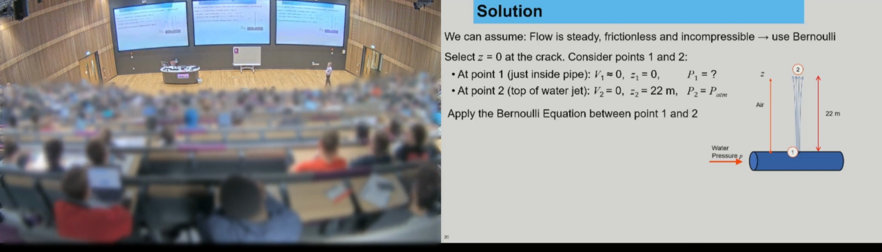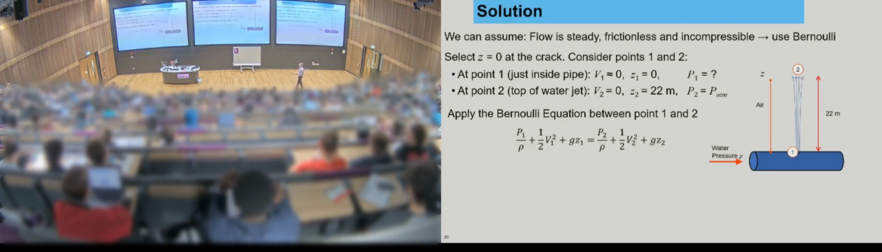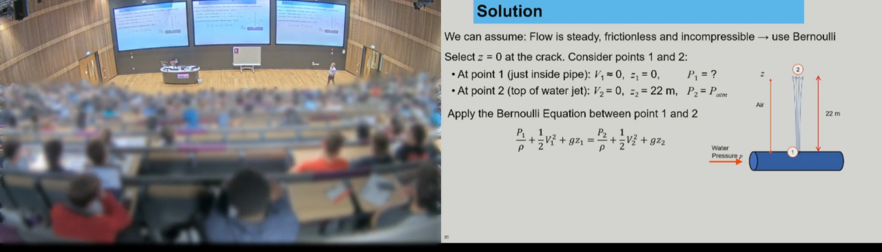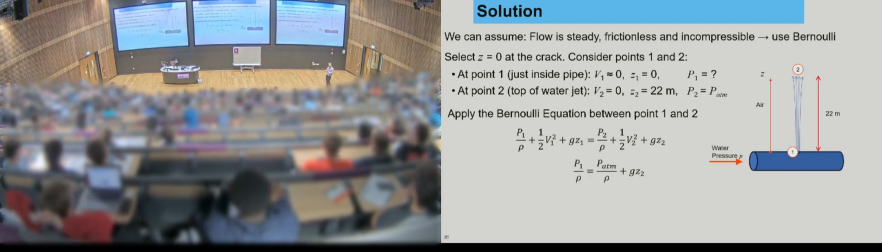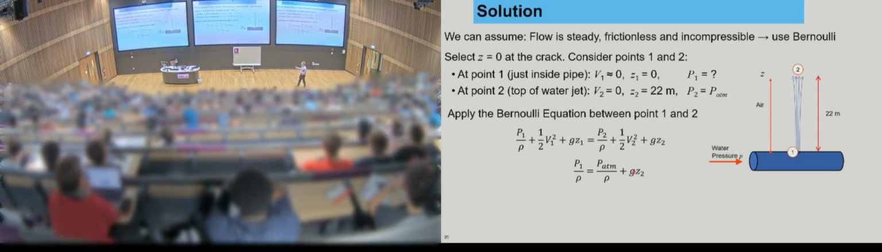So now we're going to apply the Bernoulli equation between points 1 and 2. So I write out my Bernoulli equation: P1 over rho plus a half V1 squared plus GZ1 is equal to P2 upon rho plus half V2 squared plus GZ2. I now put in the values I've identified above, and my equation simplifies rather nicely to P1 upon rho must be equal to P atmosphere upon rho plus GZ2.